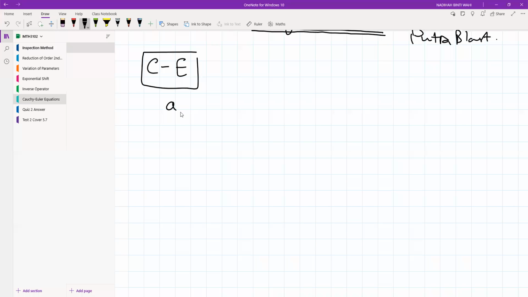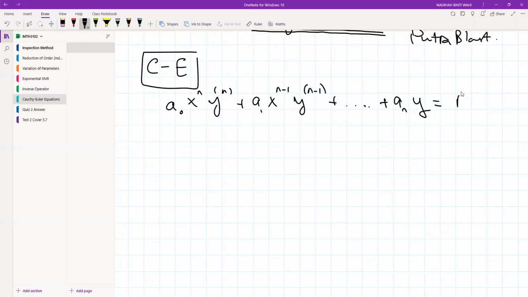Okay, if I have an expression of a naught x^n y^(n) derivative plus a1 x^(n-1) y^(n-1) derivative plus up to an y, this is just equals to a right hand side function of x. If you look at this form, what does it mean? This one is x to the power of n with the n-th derivative, this one is x to the power of n minus 1 with the n minus 1 derivative, and this one is x to the power of 0 with the 0 derivative. So we call this the Cauchy-Euler equation.